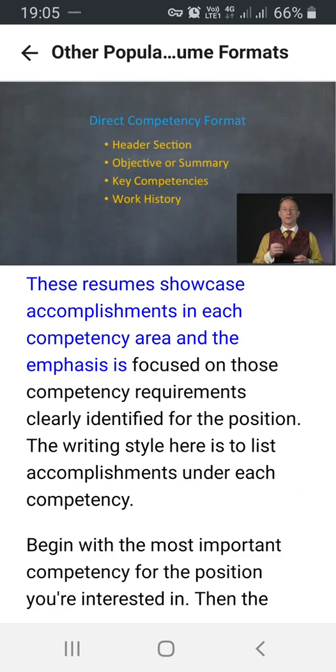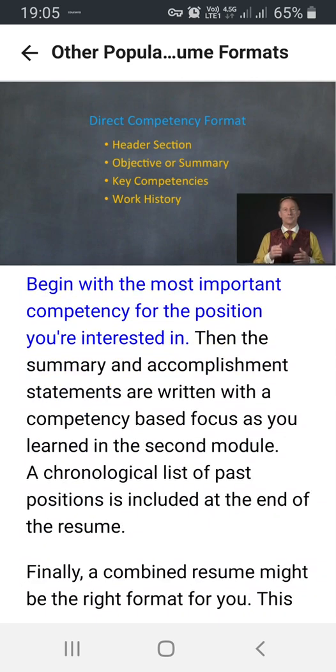These resumes showcase accomplishments in each competency area, and the emphasis is focused on those competency requirements clearly identified for the position. The writing style here is to list accomplishments under each competency. Begin with the most important competency for the position you're interested in. Then the summary and accomplishment statements are written with a competency-based focus, as you learned in the second module. A chronological list of past positions is included at the end of the resume.